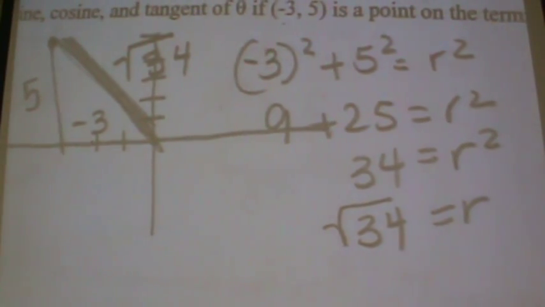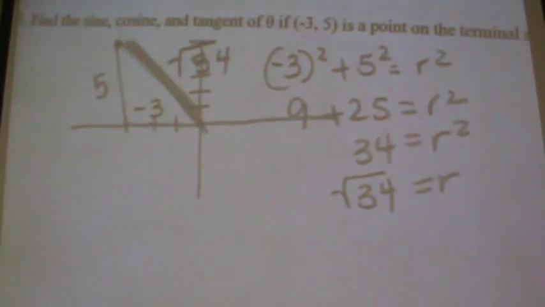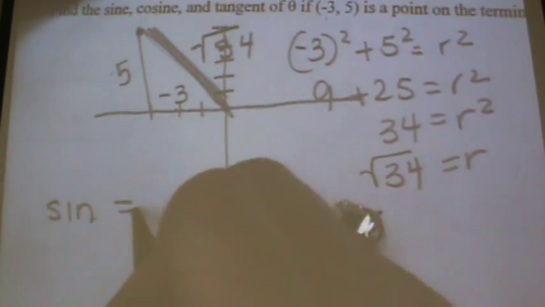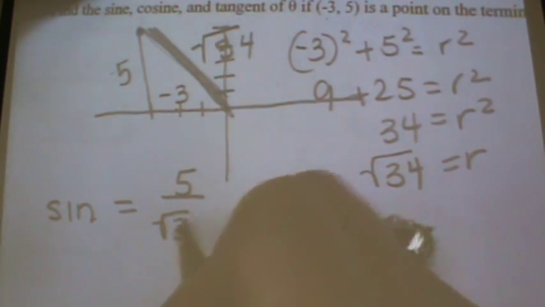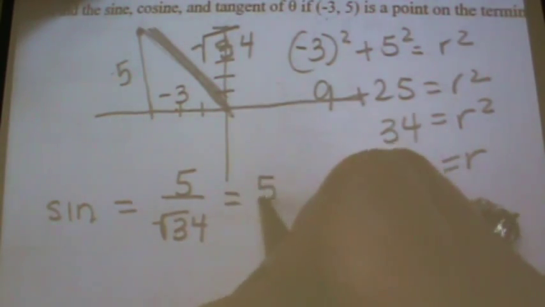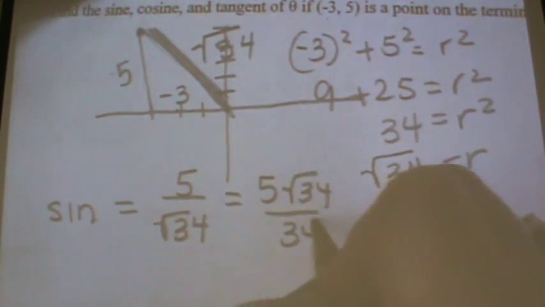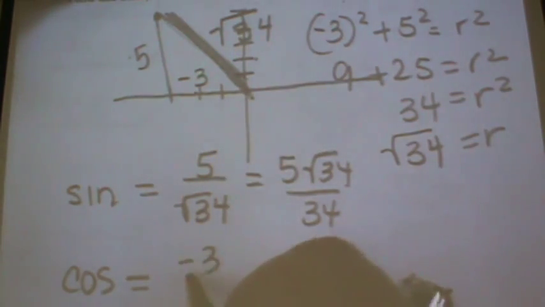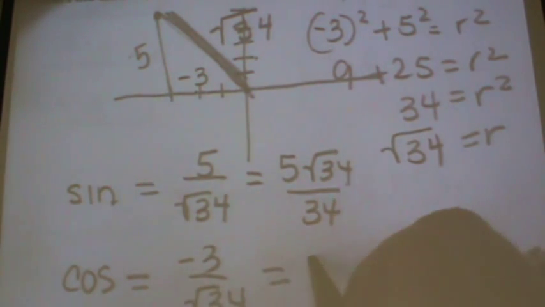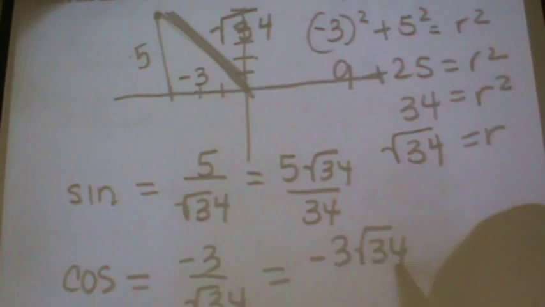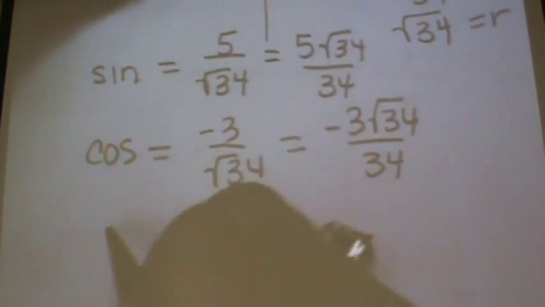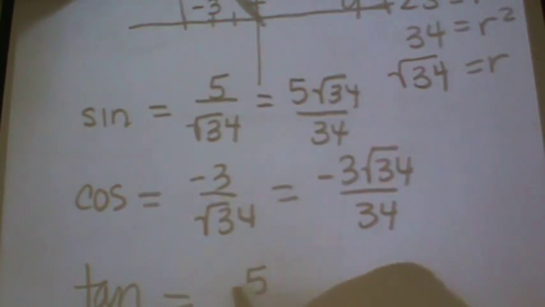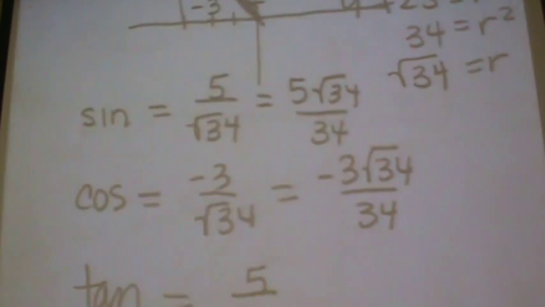So how do you figure out what the sine is? Sine is, think of opposite over hypotenuse. So the sine would be 5 over root 34. And you're going to rationalize it, right? 5 root 34 over 34. Cosine is going to be negative 3 over root 34, or negative 3 root 34 over 34. And tangent is going to be opposite over adjacent, 5 over negative 3, negative 5/3. Questions?